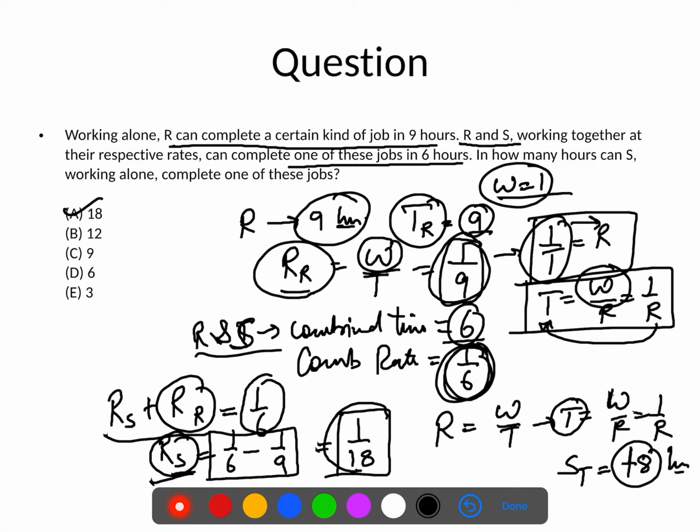So the rate of S is 1 over 18, so time taken would be 18 hours. So we can do this question this way.